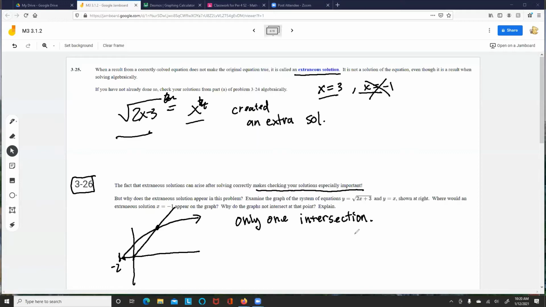But we got two answers, right? So we know that one of the answers wasn't right. And like we said, if we continue this graph, we'd get another answer, but the graph doesn't go down there. So there was only one intersection. That's why we had an extraneous solution. Okay. And we kind of answered that already, but we'll write it down for 26 there.